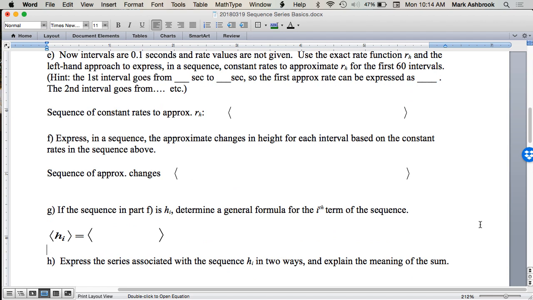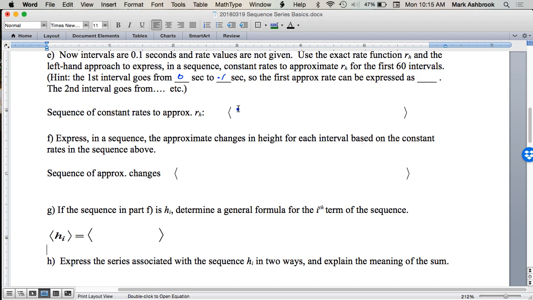All right, so how do we do on part E? We've got this exact rate function, R sub h, and we want to represent constant rates that are trying to approximate R sub h, right? We want to use a left-hand approach with intervals of 0.1 seconds. So using my hint here, the first interval goes from what to what? 0 to 0.1. So using a left-hand approach, how do we represent the constant rate that we're going to have in that interval? Anyone get it?